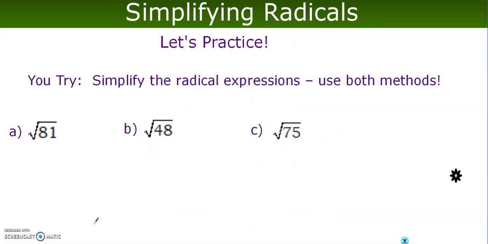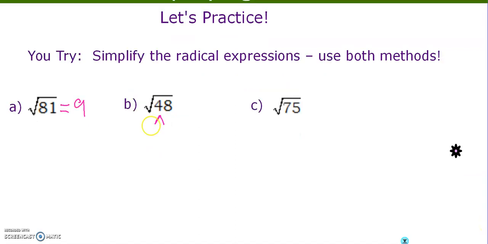Let's take a look at some practice problems. The first one is the square root of 81. Sometimes you won't even have to do that prime factoring if you recognize your perfect square. So the square root of 81 is 9, because 9 times 9 equals 81. Let's take a look at the next one. Got the square root of 48. Again, I'm looking for a prime number that goes into 48, and I usually choose 2 to get started.